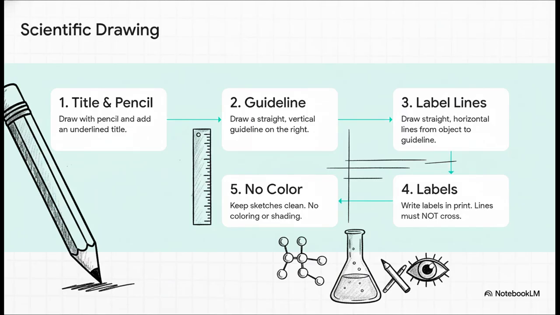And there are rules, but they're simple, just 5 of them. 1. Always use a pencil and give your drawing a title with a line under it. 2. Draw a perfectly straight vertical line, a guideline, on the right side for your labels. 3. Draw straight horizontal lines from what you're labeling over to that guideline. Use a ruler. 4. Write your labels neatly, and, this is a big one, your label lines must never, ever cross. And 5. Absolutely no coloring or shading. We want it clean and clear. These rules make sure any scientist anywhere in the world can understand exactly what you observed.